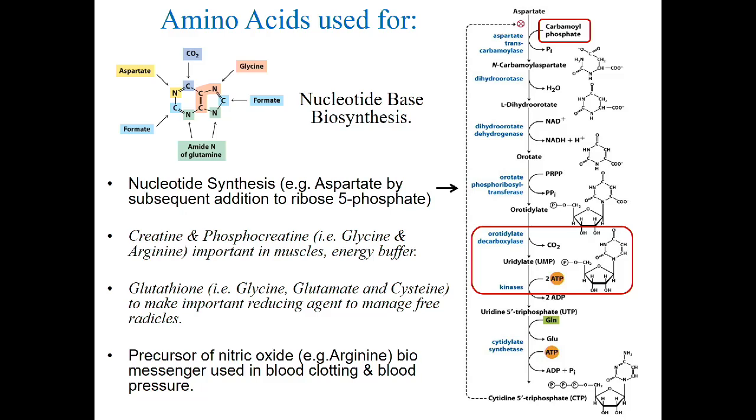What do we have to do? Manage those free radicals. Try and keep them under control so that your mitochondria stay healthy. We use reducing agents like the glycine, the glutamate and cysteine to make glutathione. Just underline it, glutathione. It's a sulfur-based compound that allows you to trap and manage oxygen free radicals.